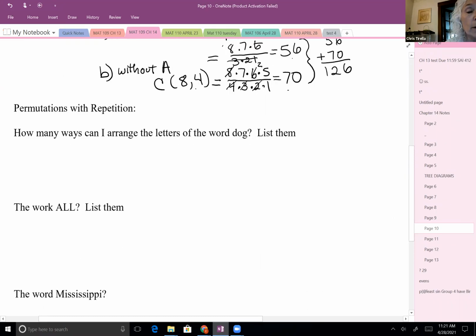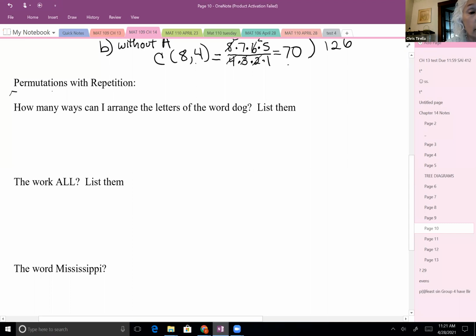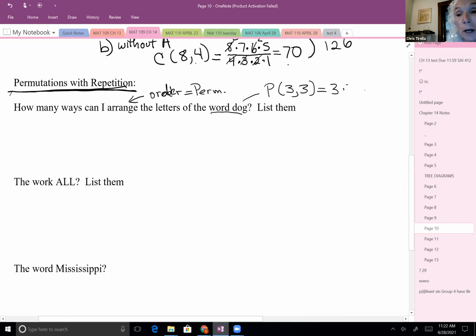Then the next thing that I'd like to look at is that last formula, permutations with repetition. So how many ways can I arrange the letters of the word dog? Well, if I'm looking at the different arrangements, because I guess spelling matters, order matters. So it's a permutation. In the word dog, there are 3 letters, and I want all 3 of them. So that's 3 times 2 times 1, which would give me 6 ways.